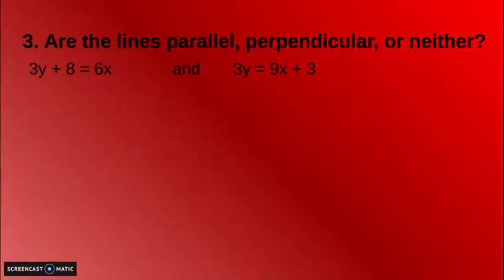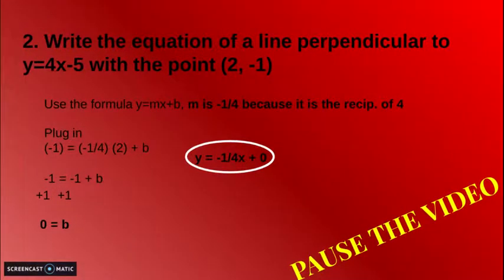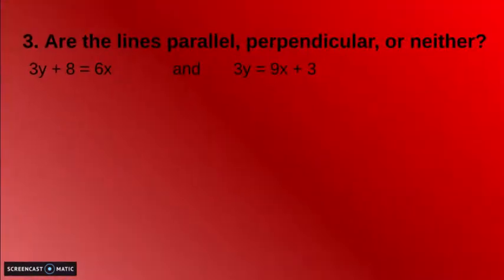All right, number 3. Oh, I forgot to say, yes, those are perpendicular because of that. Now, are these lines parallel, perpendicular, or neither? If they are parallel, then their slopes will be the same. If they're perpendicular, the slopes will be opposite reciprocals. And if it's not either of those things, then it's neither.